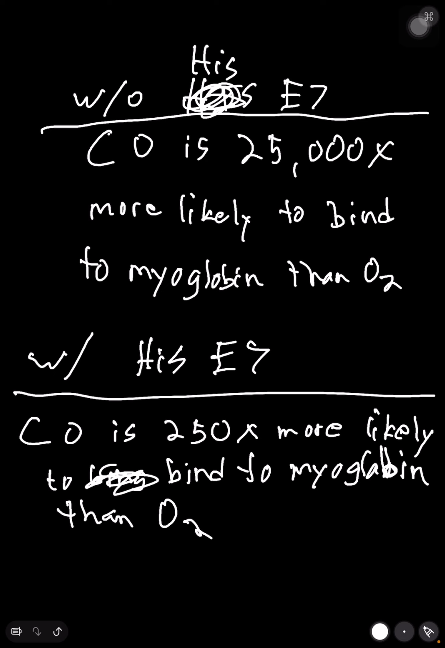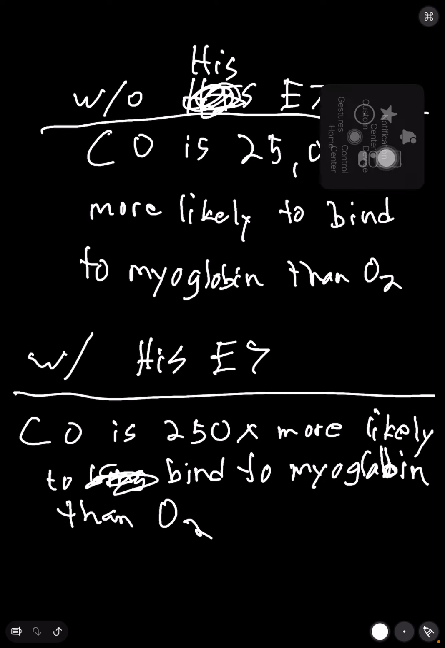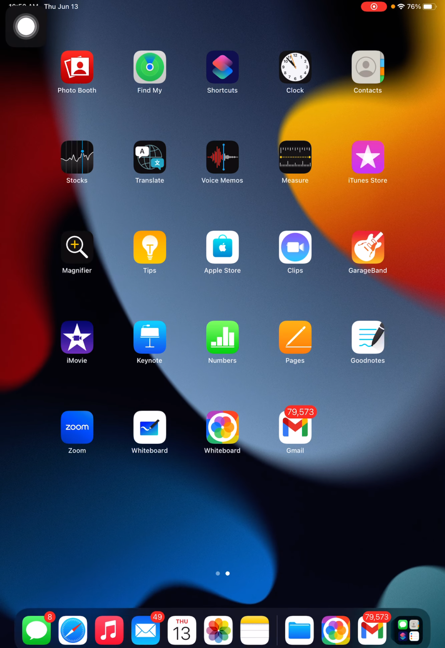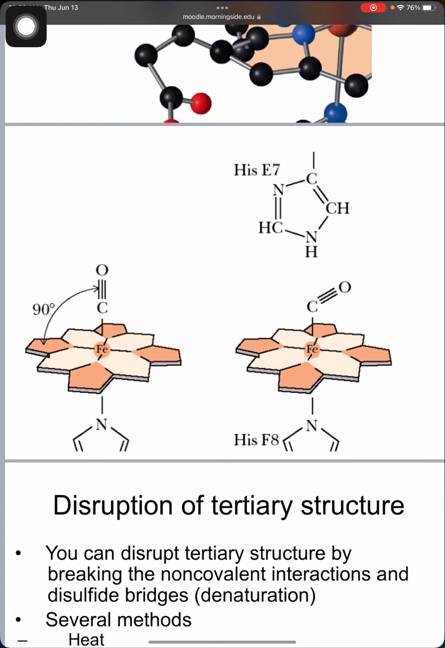Otherwise, we'd be in real trouble because we actually make carbon monoxide in our bodies as a byproduct of some biochemical reactions. And it would be plausible that as we produce the carbon monoxide through metabolism, we could literally be poisoning ourselves in this manner if that histidine E7 was not there, right? So you can really see the importance here of the tertiary structure of myoglobin that allows it to function in the way it does.